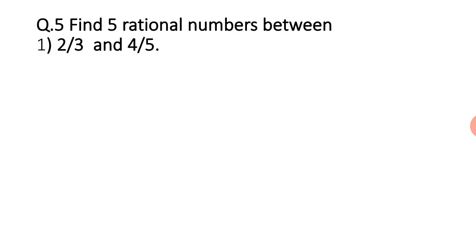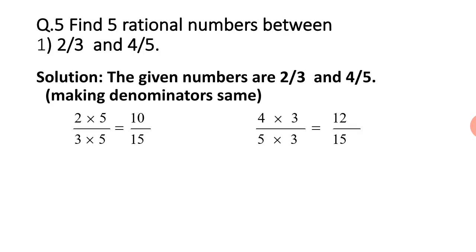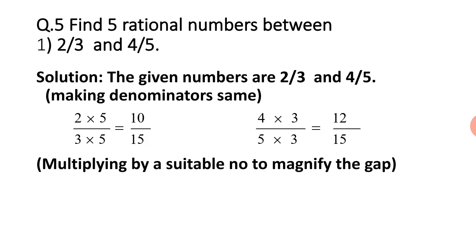Next, question number 5. Find 5 rational numbers between 2 by 3 and 4 by 5. Again the denominators are not same. So first step will be making the denominator same by using the LCM method. So the new numbers are 10 by 15, 12 by 15. As the gap is very less, you have to magnify the gap. You are going to multiply with another number.